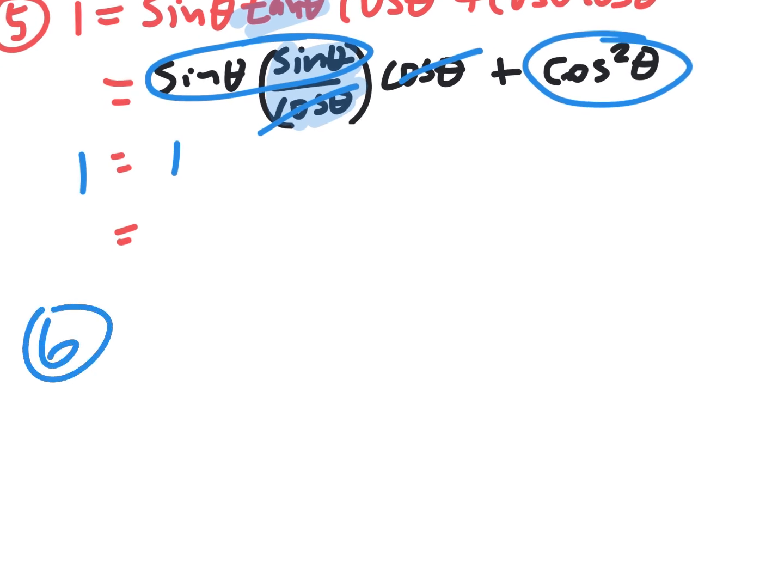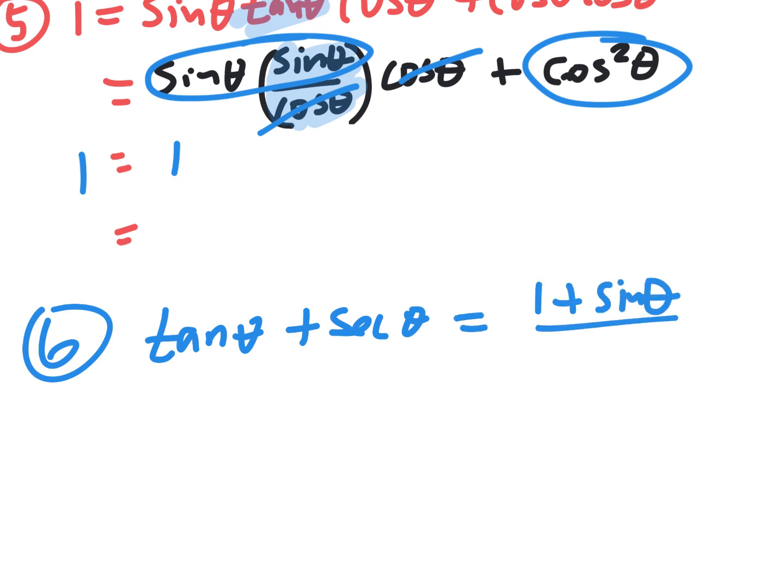Number 6 is tangent theta plus secant theta is equal to 1 plus sine over cosine. The hint I want to give you on this one, you have 2 separate things and you want it to combine into one fraction. So get it to have common denominators on this side. Make it so they have a common denominator. And then it's easy peasy.